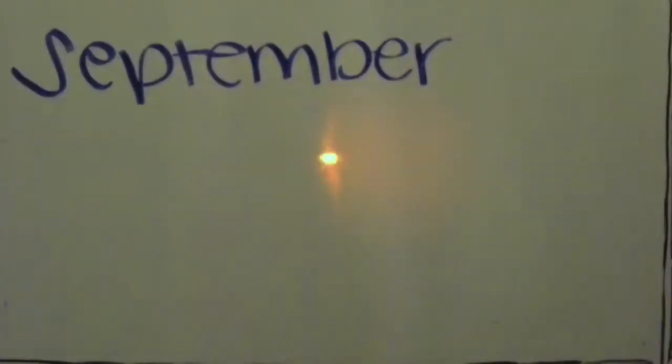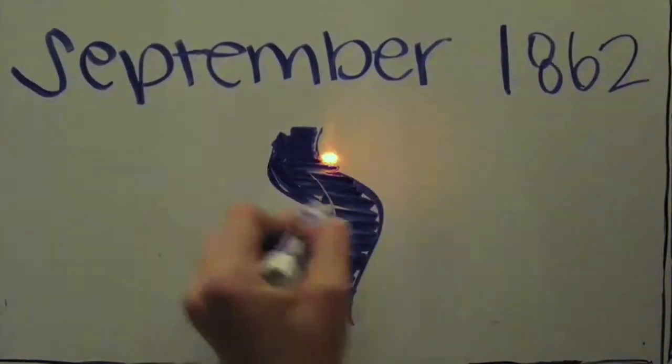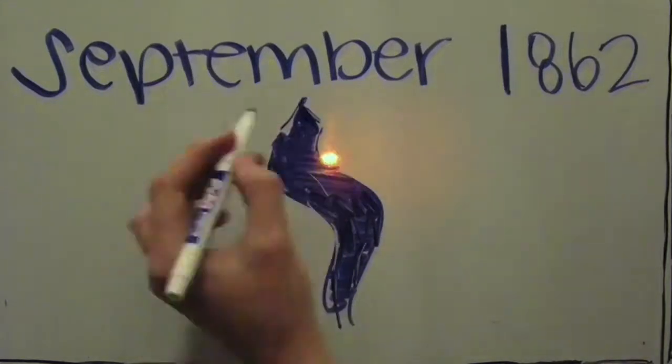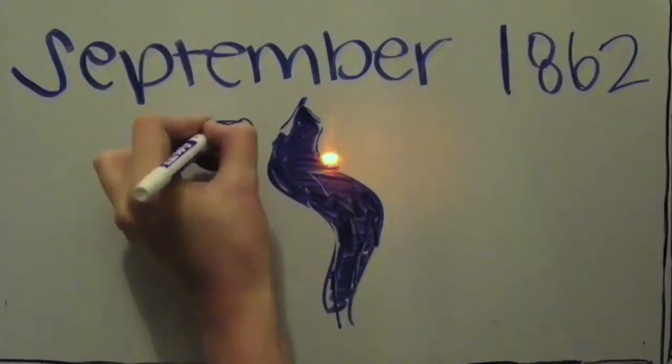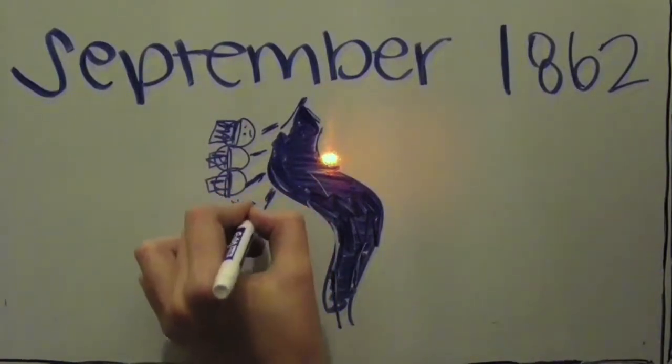September to October 1862 was the Battle of Antietam. George McClellan was a Union general and Robert E. Lee was a Confederate general. It was the bloodiest battle of the war, and it ended the Confederacy's campaign in Maryland.